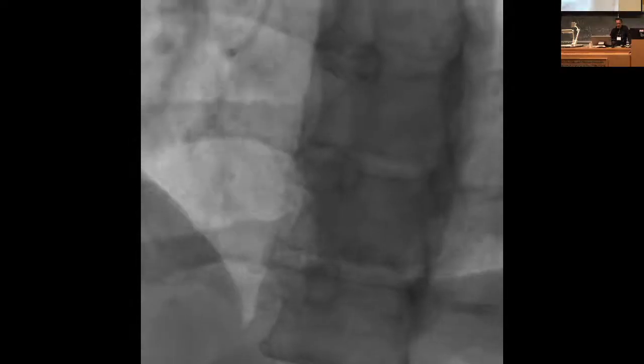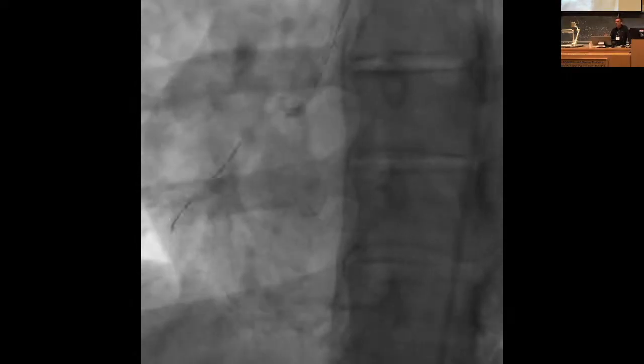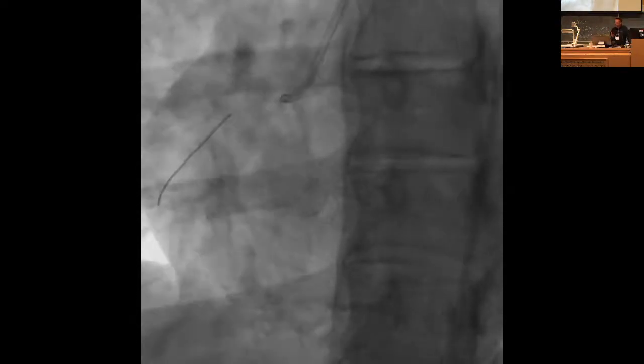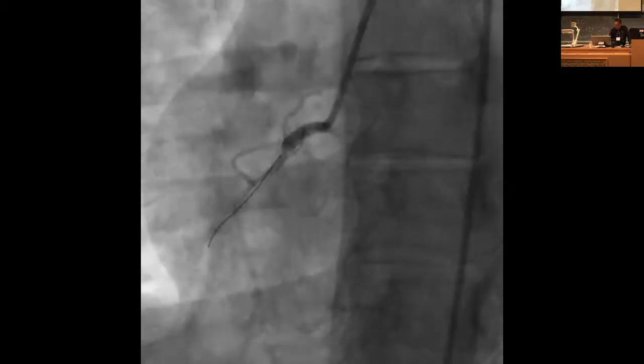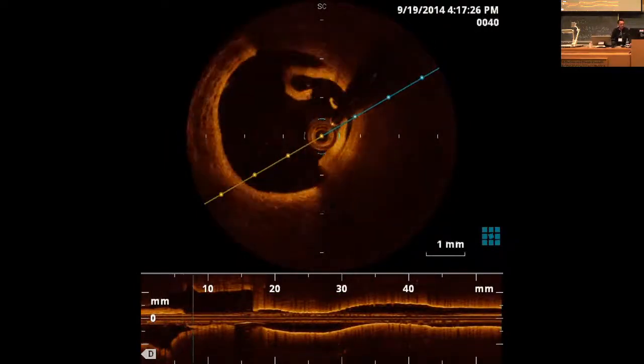The first thing they did was to wire the vessel, and you can immediately see that it is a disaster, and the wire has gone into what looks like a false lumen. The operator was skillful, and he was able to put a second wire back in, and he used a microcatheter to do an injection to make sure that he was actually in the proper vessel. But the vessel is now totally dissected, and the patient was having ST elevation, and it was bad, and he did an OCT, and this OCT is very interesting.